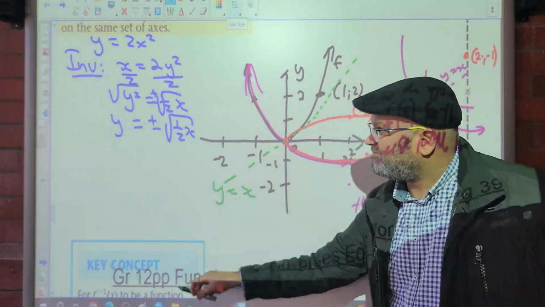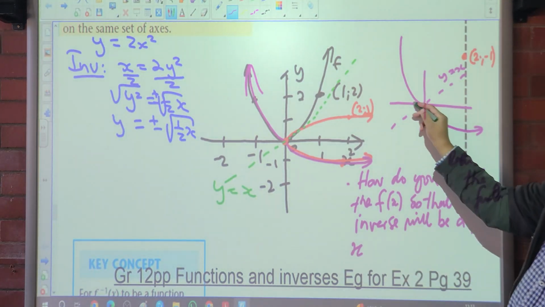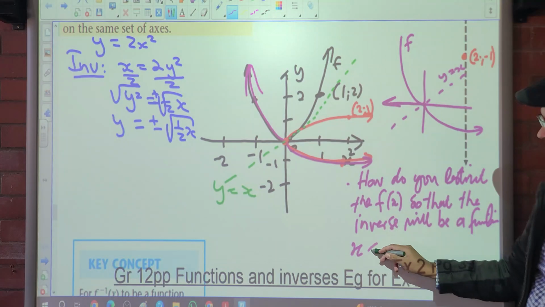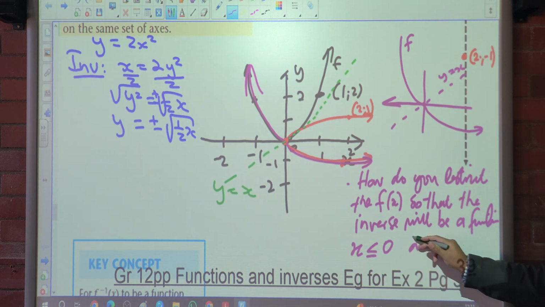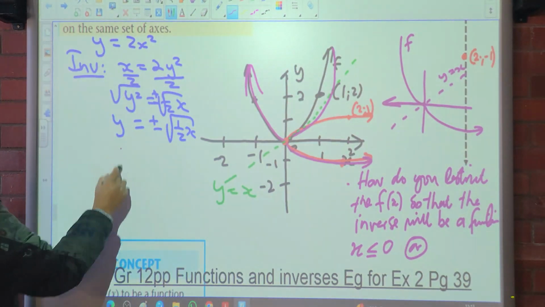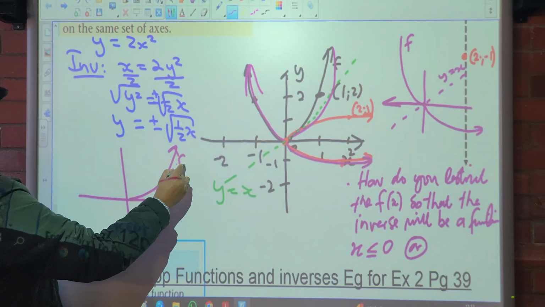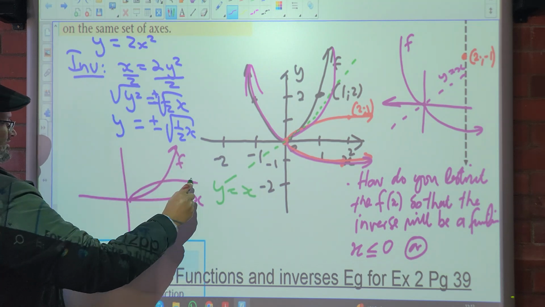So in other words, x must be in this direction. This is the function, don't forget. x has to be less than or equal to 0. You guys see that? Or do I take this other part of the graph? Okay? That is your function. And if I reflect it in the line y is equal to x, it's going to be that graph.